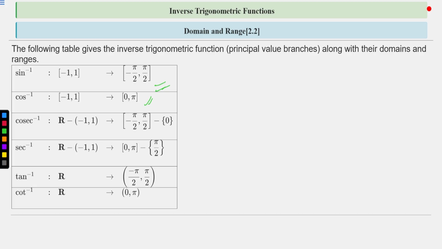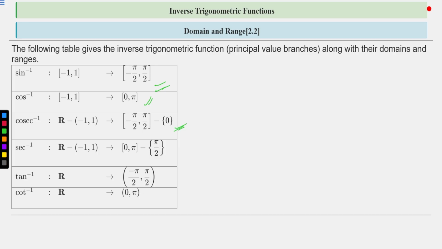Now, cosec inverse. The domain of cosec inverse is all real values except -1 to 1, and the range is from -π/2 to π/2 except 0. Why except 0? Because at 0, sin theta is equal to 0, and cosec theta will not be defined. Now sec inverse: the domain is all real values except -1 to 1, and the range is 0 to π except π/2.